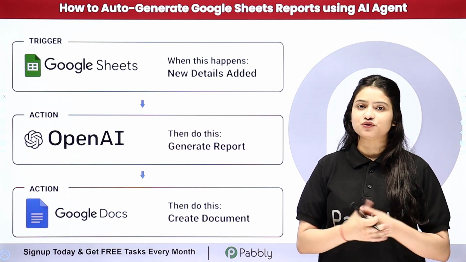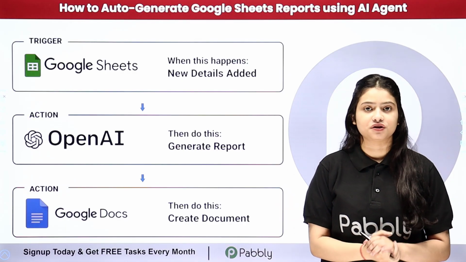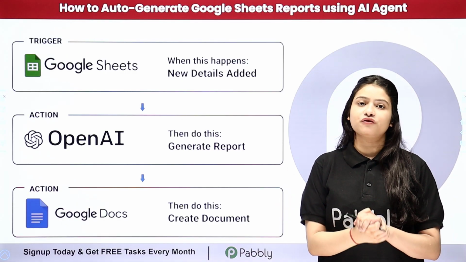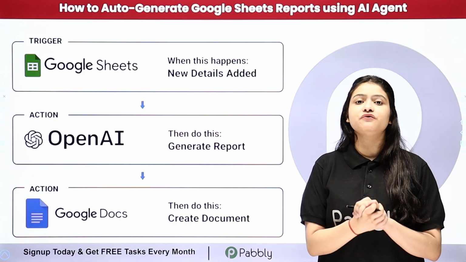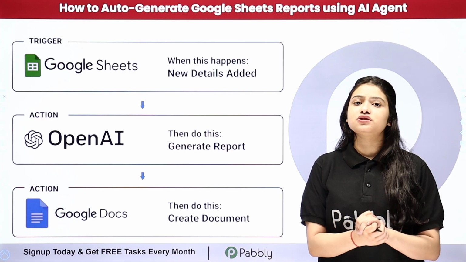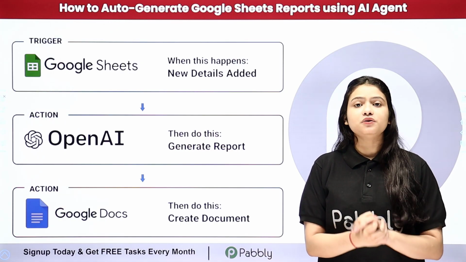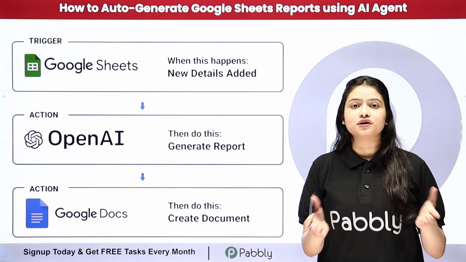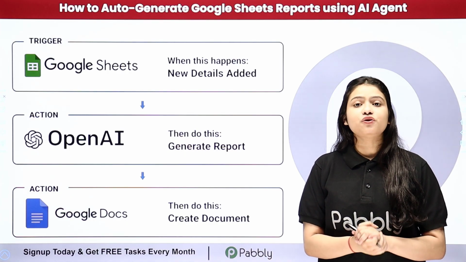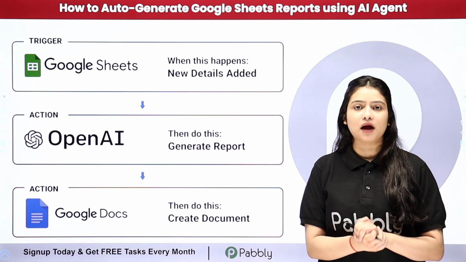In this video, we are going to learn how to auto-generate Google Sheets reports using an AI agent. So here, as a sales manager of an organization, I need to generate a weekly sales report of all the salespersons under me. Also, on the basis of their performance, I need to track and analyze the performance. But doing it manually is going to take a lot of time, and it is also a confusing task. Therefore, I have decided to automate this entire process with the help of an AI agent and Pabbly Connect.